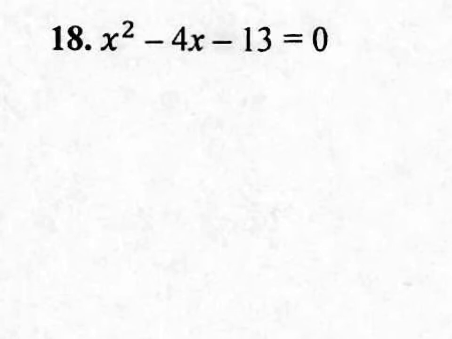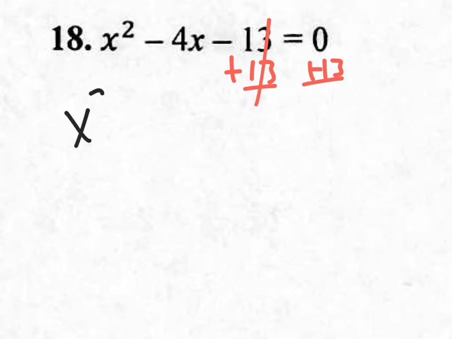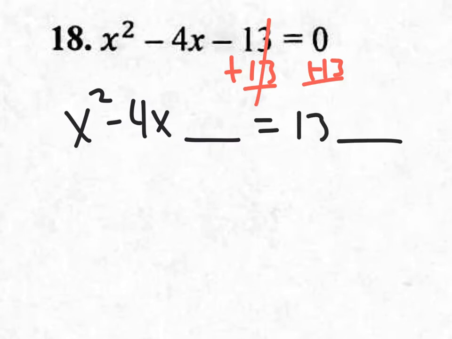All right, so let's first make sure that our A value is 1, which it is. Let's make space for our new C value. So we're going to go plus 13, plus 13. This cancels. You have a new equation that says x squared minus 4x blank spot equals 13 with the blank spot. What we need to do is take the B value.